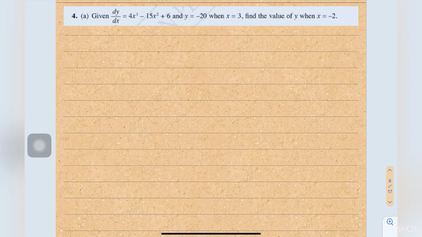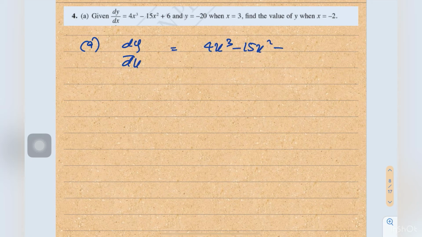Let's do number 4. 4a here. Given dy/dx equals 4x cubed minus 15x squared plus 6 and y equals negative 20 when x equals 3. Find the value of y when x equals negative 2. Okay, before you find the value of y, we need to find the equation of the curve, which is y. We know that to find y from dy/dx, we have to integrate both sides with respect to x.